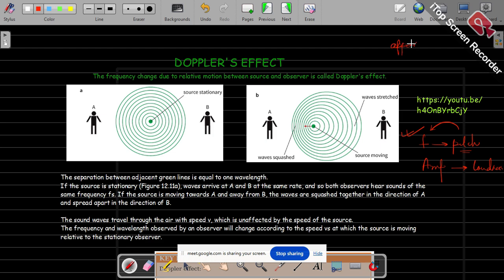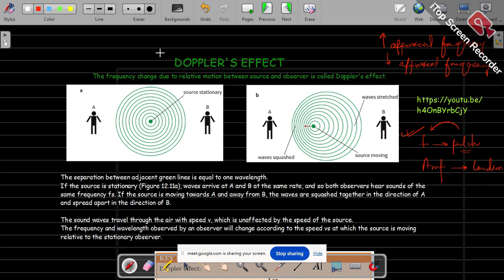So we say that whenever the source approaches us, the apparent frequency increases, and whenever the source is receding, moving away from us, its apparent frequency, or the observed frequency, decreases. So instead of directly going with the word frequency, now we have differentiated that there are two kinds of frequencies. One is the original frequency, the frequency with which the sound is being generated. And the other is the observed frequency, the apparent frequency.